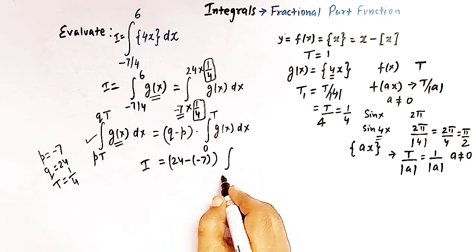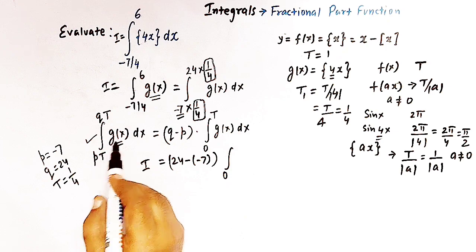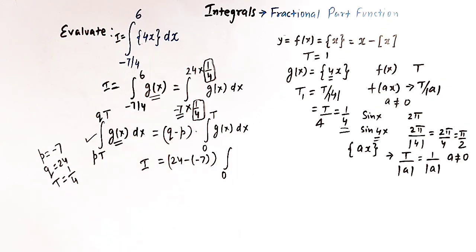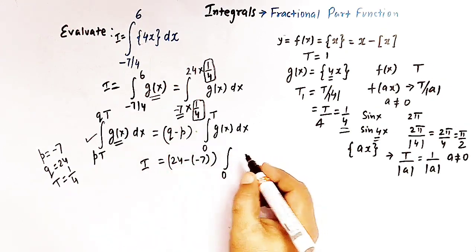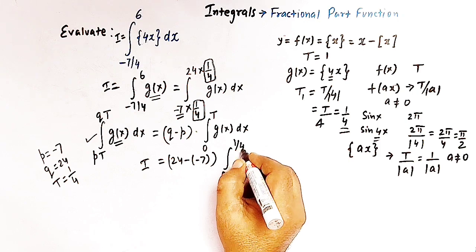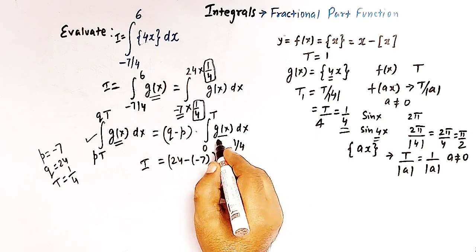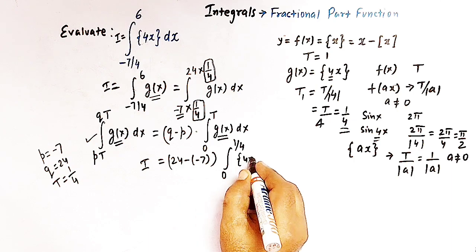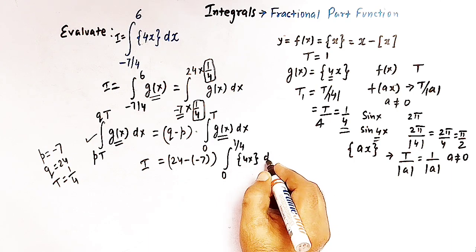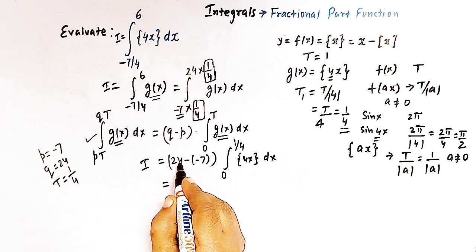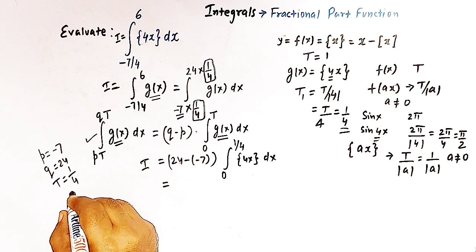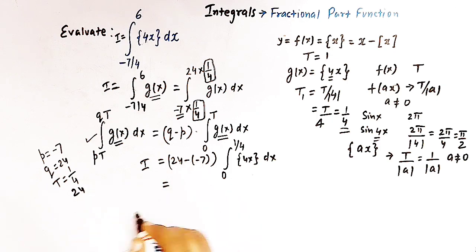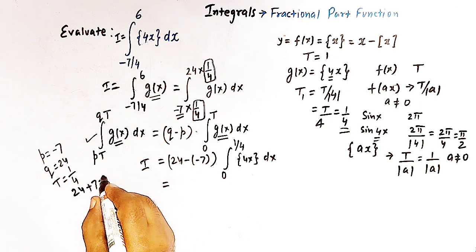and here we have 0 to t. T is the period of g of x, and for t we can write 1 by 4, and for g of x we can write the fractional part of 4x, and here we have dx. Now this is 24 plus 7, because minus and minus becomes plus, and this is 31.